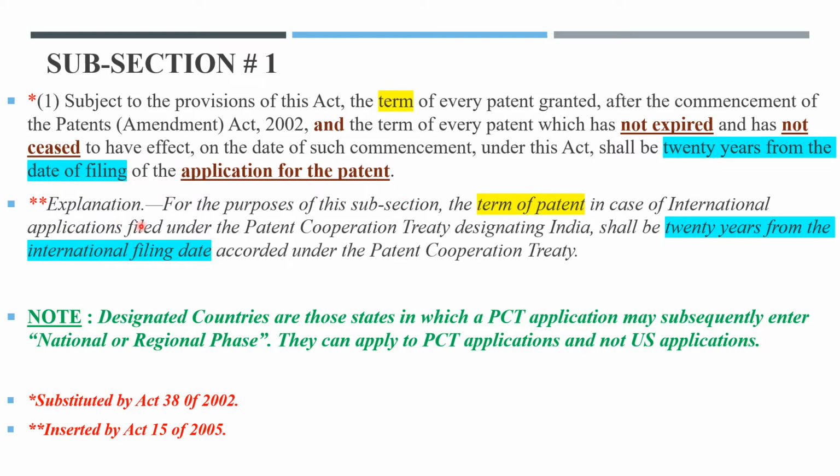Okay, and what is the explanation? For the purposes of this subsection, the term of patent in case of international applications filed under the PCT, or the Patent Cooperation Treaty, designating India shall be 20 years from the international filing date accorded under the Patent Cooperation Treaty.